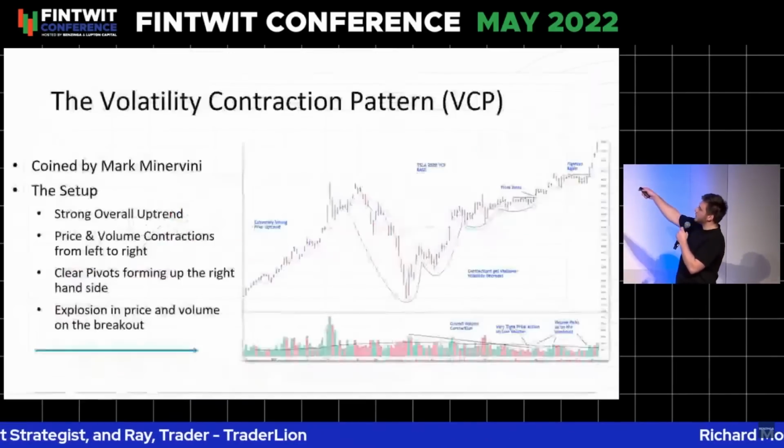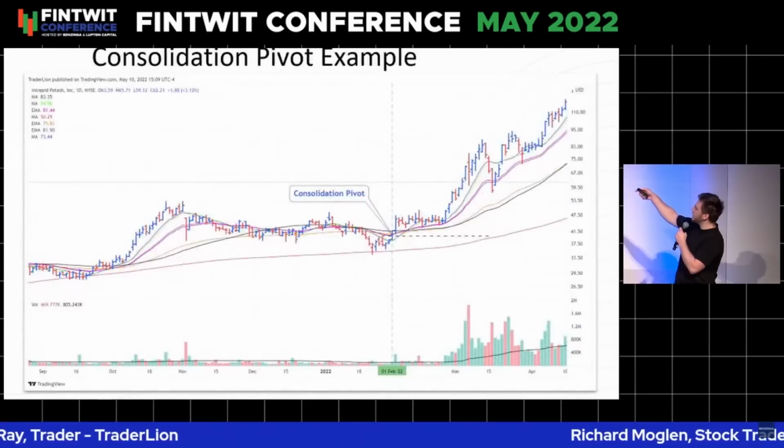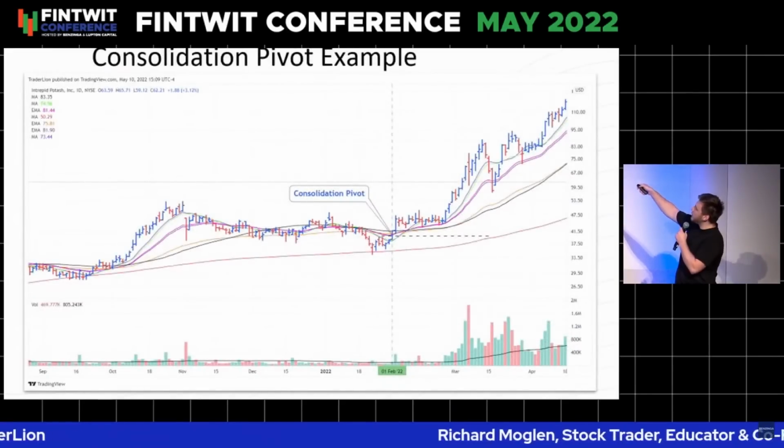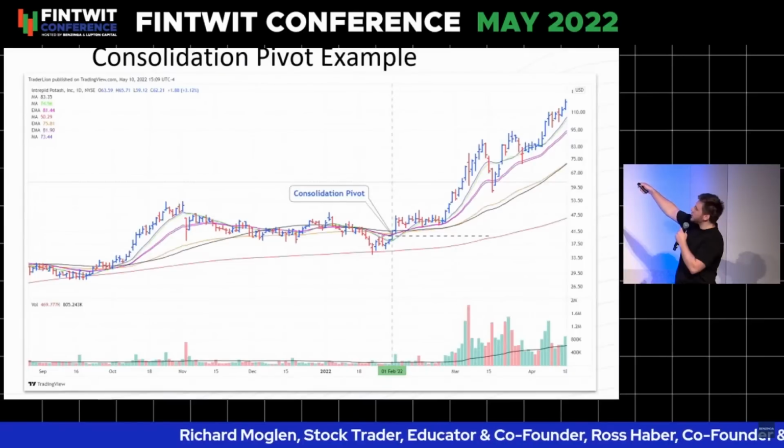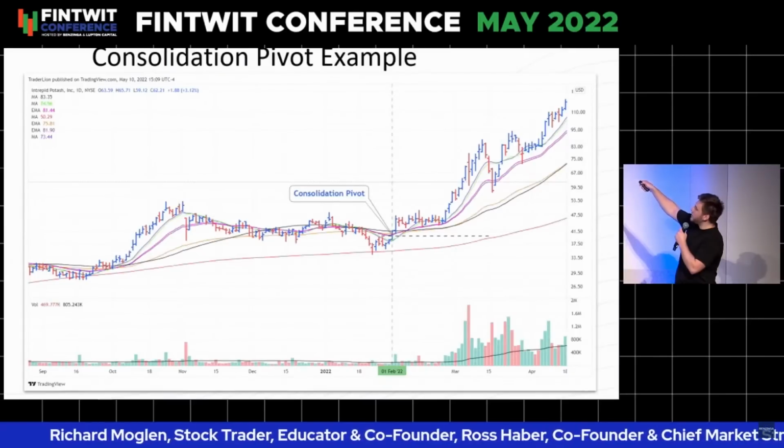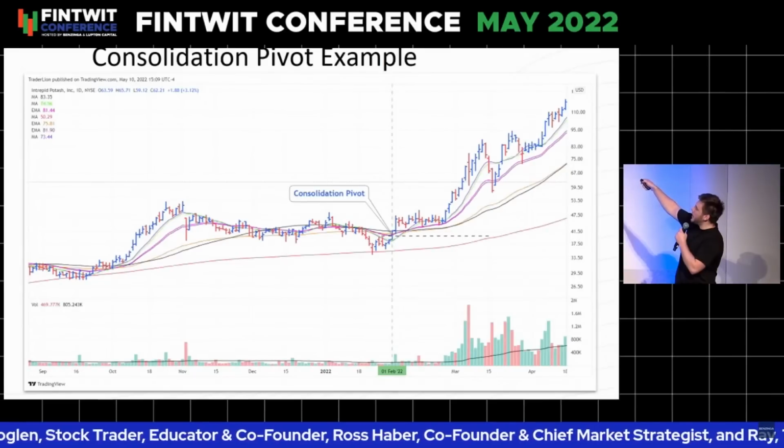So here's another example. Actually, let me go back here, where we've got that bottom form off the moving averages. We've got the consolidation pivot. This is the first early entry point. And even after this point, we get a push up, and then it goes tight again.